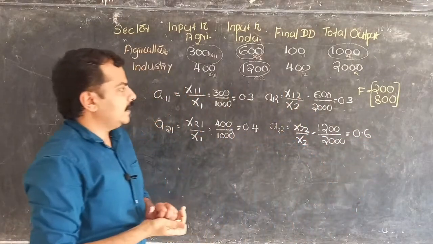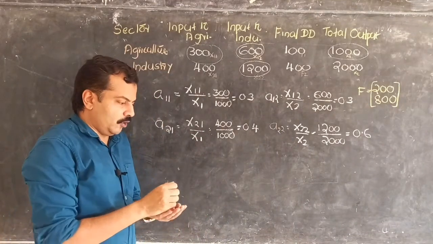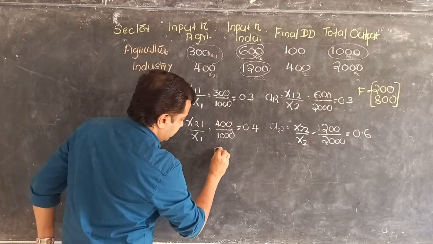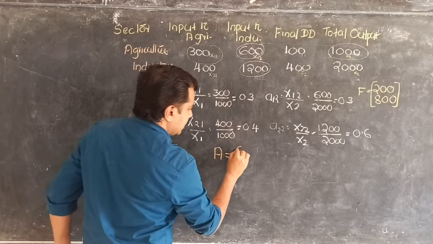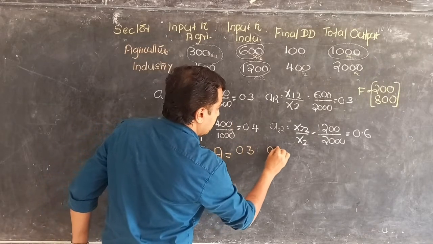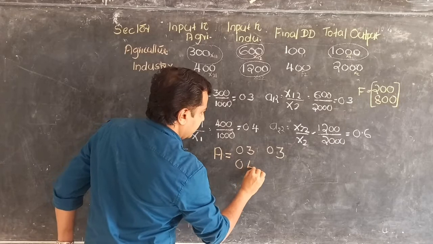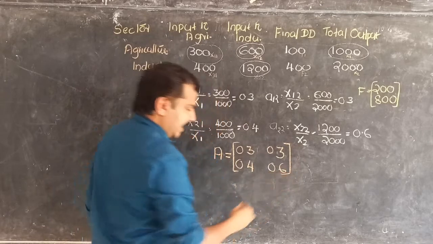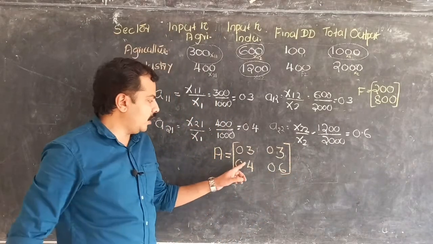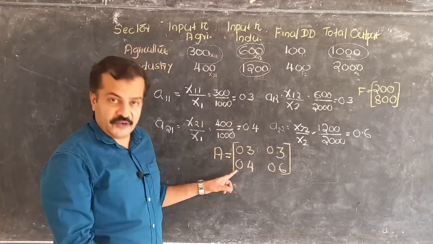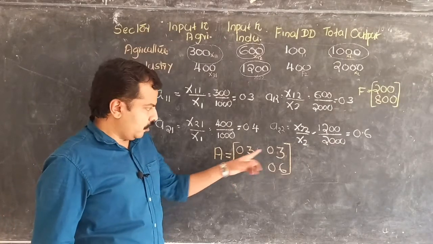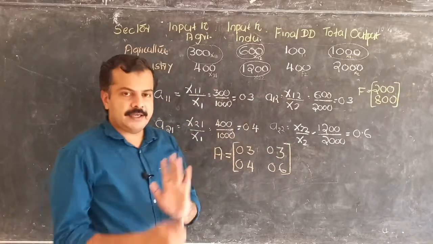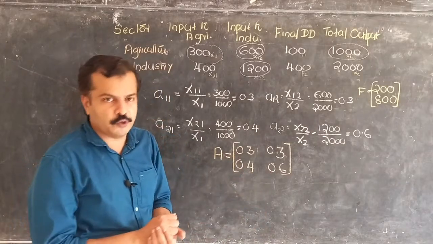So I now have the matrix of technological coefficients. Let me put it here: A equals 0.3, 0.3, 0.4 and 0.6. This is the matrix of technological coefficients, what we call the input-output coefficient matrix, or the structural coefficient matrix. So we have already calculated the A matrix, a square matrix of order 2 by 2.